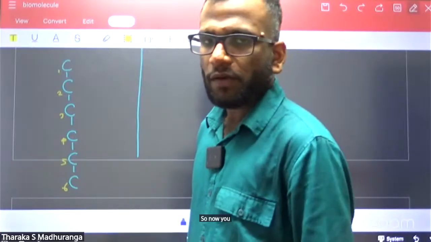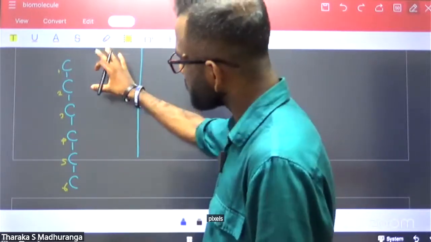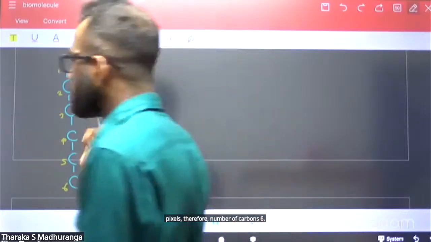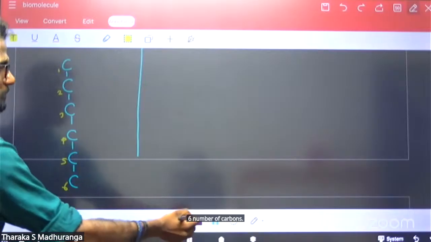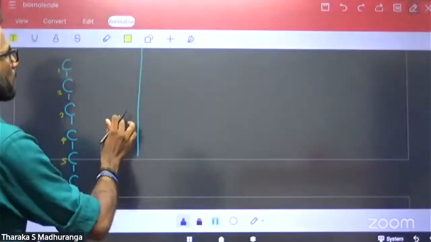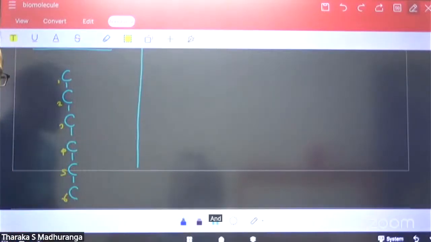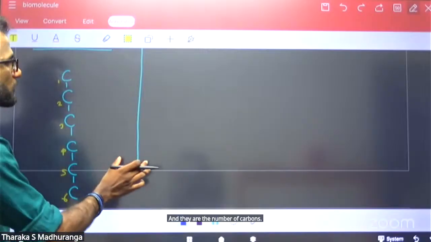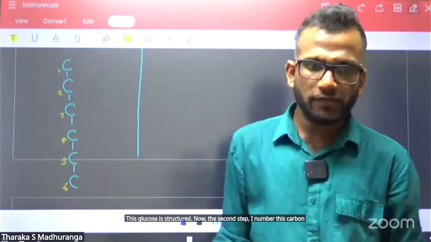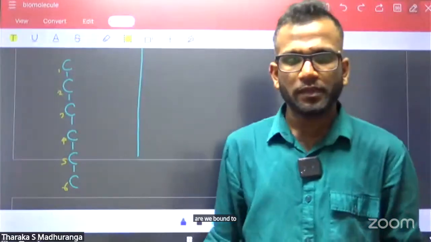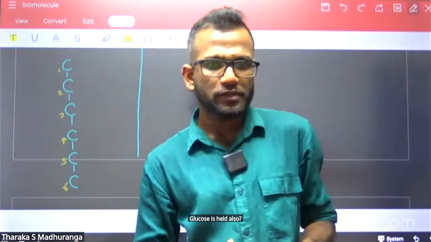Oh, now you can hear. Okay, what we discussed: glucose is a hexose, therefore the number of carbons is 6. This is the glucose structure. Now the second step, I numbered the carbons 1 to 6.